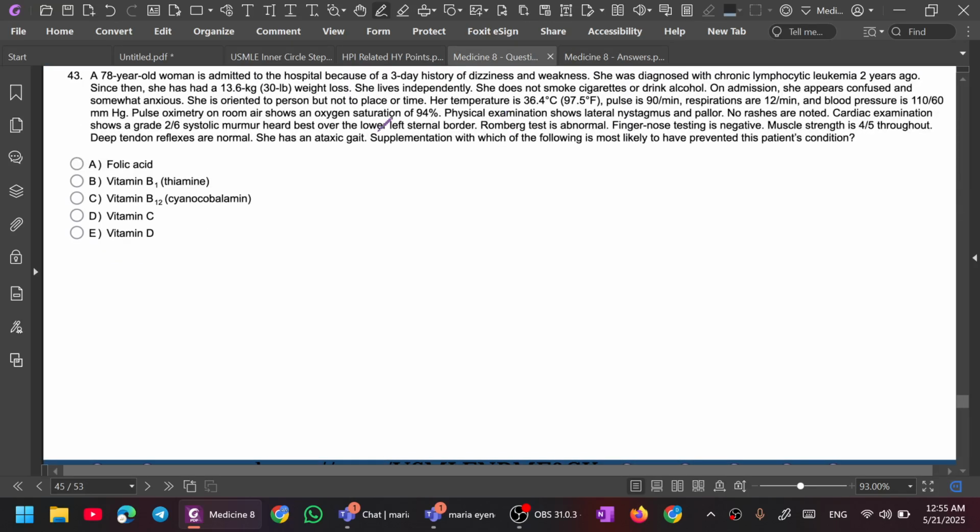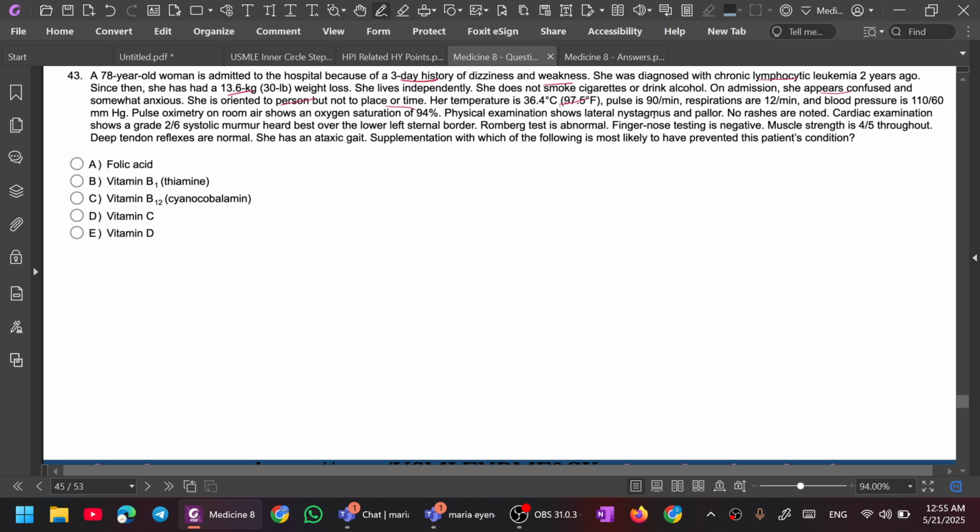A 78-year-old woman is admitted to the hospital with a 3-day history of dizziness and weakness. She was diagnosed with CLL 2 years ago. Since then, she has lost 13.6 kg. She lives independently. She does not smoke cigarettes or drink alcohol. On admission she appears confused and somewhat anxious. She is oriented to person, but not place or time.